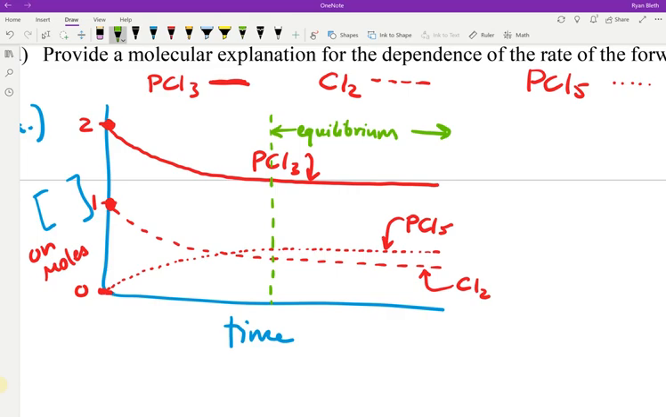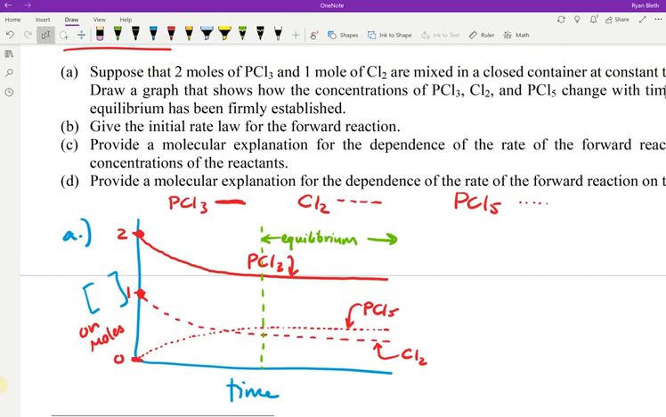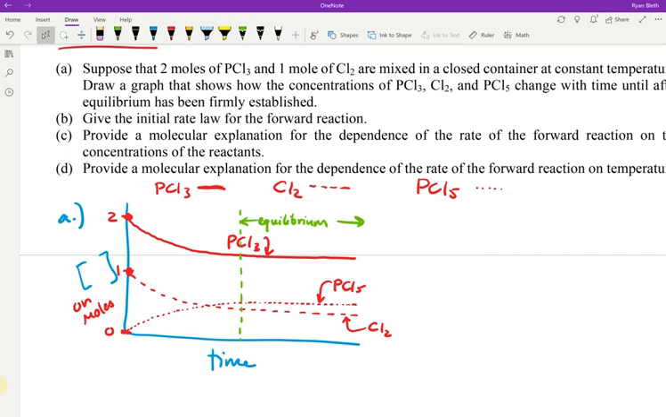Now again, remember, equilibrium doesn't mean the reaction has stopped. It just means that PCl3 and Cl2 are being consumed at the same rate at which PCl5 is being made. And so the two reactions, forward and reverse, are essentially canceling each other's progress out, and we're seeing no net change in how much of each of those is present.